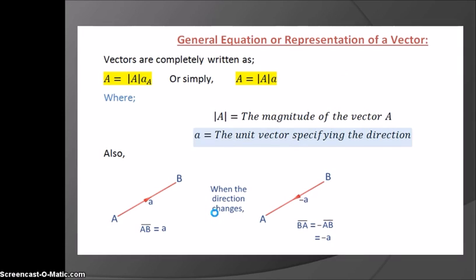General equation or representation of a vector. Vectors are completely written as, for example, A. This is the vector which is equal to the magnitude or the absolute value of that vector times the lowercase a subscript a, or simply the same thing but without the subscript. What this means is that this is a vector which is defined by its magnitude here and its direction, the lowercase a, which you remember I said is the unit vector.